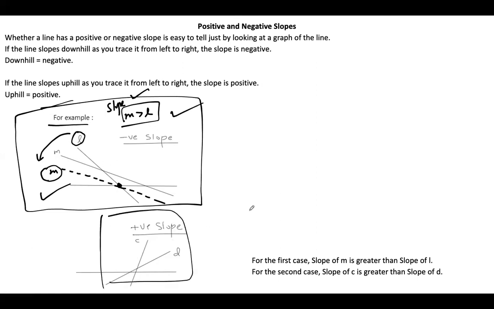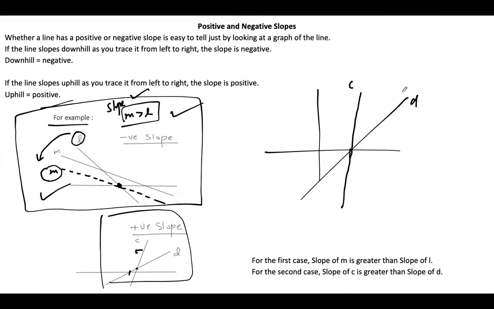Similarly, when we are comparing positive slopes, for example, if this is your line D and this was your line C, these are not converging at the same point. If you are having problems, transpose this line C here. It will look something like this. Whichever line is to the left, C is to the left, so I'll say slope of C is greater than slope of D. Is this point clear?